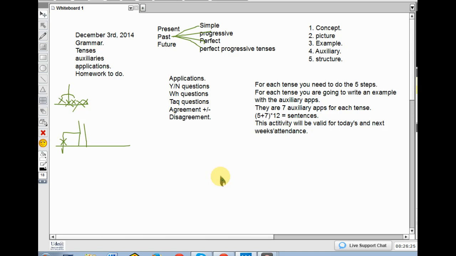The tag questions. A tag question is a question where you have an idea, but you want to make sure that you are correct. Okay. For example, you are not from Medellin, are you? That is a positive tag question. There are 2 tag questions, a positive one and a negative one. That's why we have 7. Yes, no question 1, WH question 2, tag question 3 and 4, agreement positive 5, agreement negative 6, and disagreement 7.